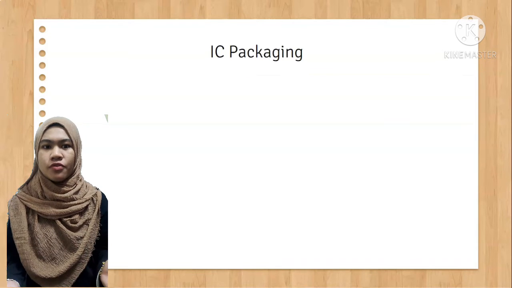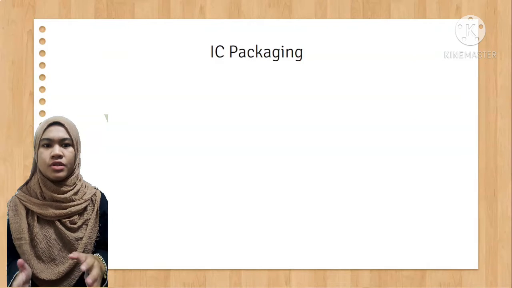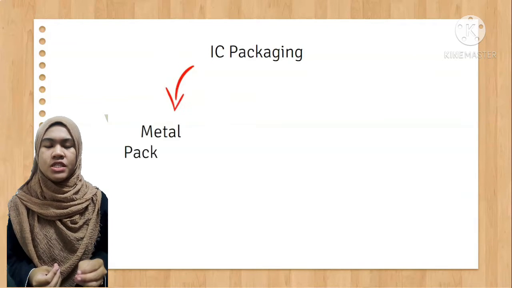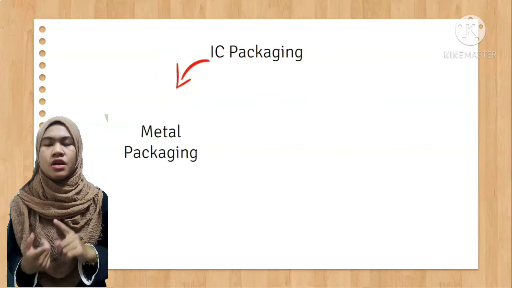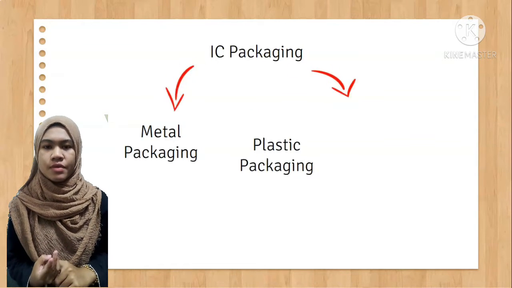When the processes of final assembly finish, IC packaging encloses the die in a protective package. The three types of IC packaging are metal packaging, plastic packaging, and ceramic packaging.